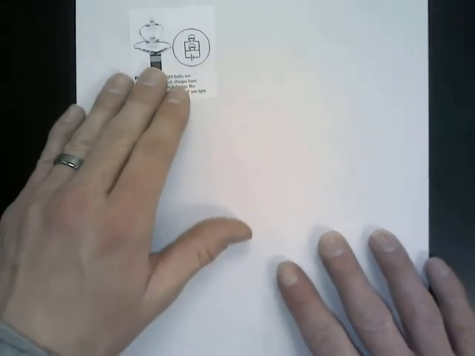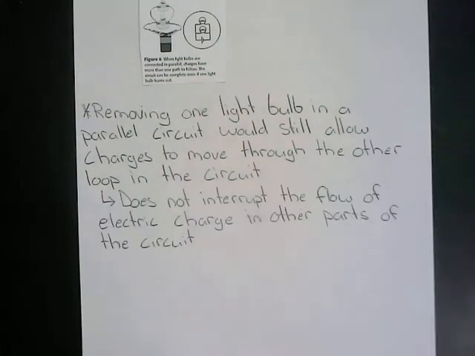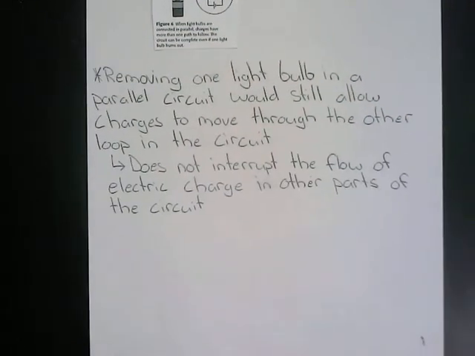So utilizing this picture that I've shown you, if we remove one light bulb in a parallel circuit, this would still allow charges to move through the other loop in the circuit. And the reason that this circuit can still have this flow of electrons is that it does not interrupt the flow of electric charge in other parts of the circuit. Really the bottom line for us is that one light bulb would still be lit.